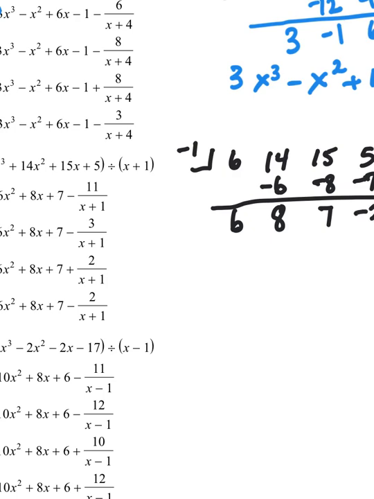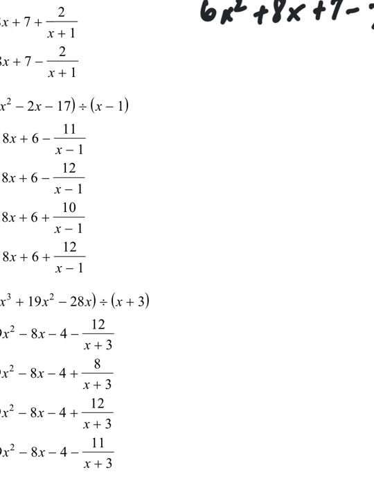And remember that the highest power was 3. So we're going to start with 6x squared plus 8x plus 7 minus 2. That's the remainder. And since we're dividing by x plus 1, it's going to be negative 2 over x plus 1.